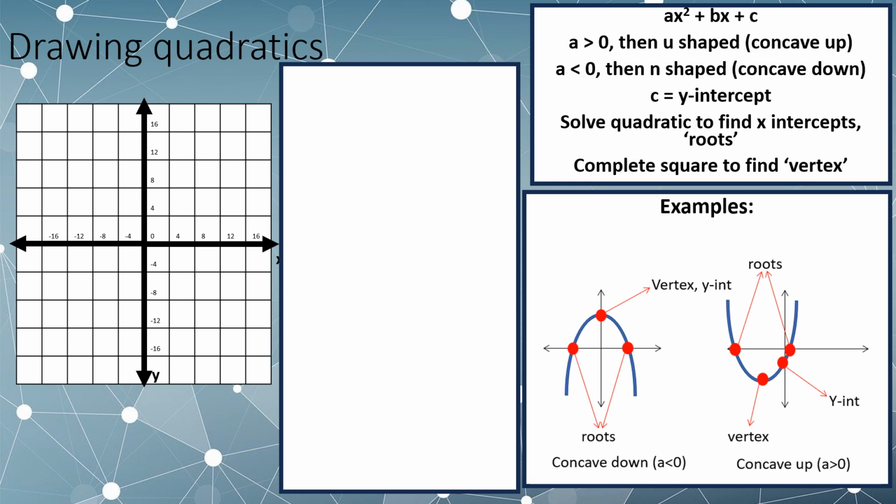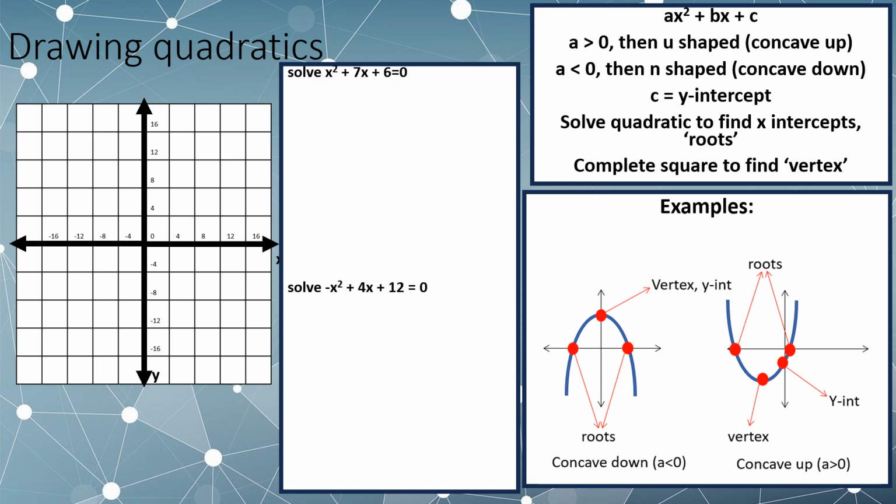Below, I've provided some diagrams that show what these different terms are and where you'll find them on a drawing of a quadratic on a Cartesian plane. So the one on the left being concave down and the one on the right being concave up, where their vertexes, y-intercepts, and roots are. So, without further ado, let's have a go at drawing one ourselves.